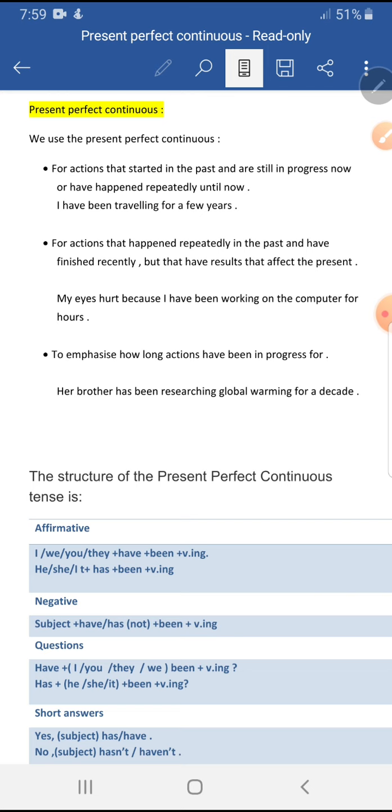For example, I have been traveling for a few years, so I started traveling a few years ago and I'm still traveling. يعني إشي صار في الماضي عندي ولحد الآن هو مستمر. I have been traveling for a few years يعني I'm still traveling. Number two, for actions that happened repeatedly in the past and have finished recently but that have results that affect the present.